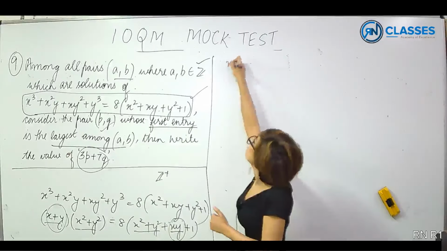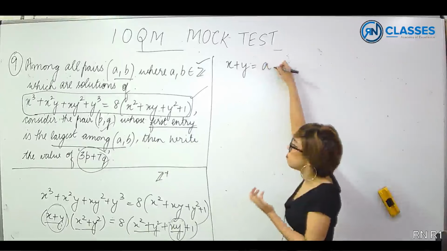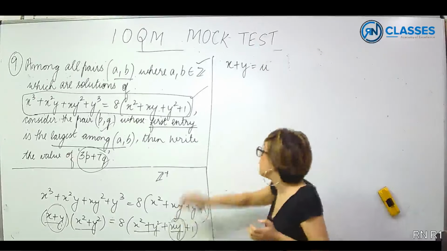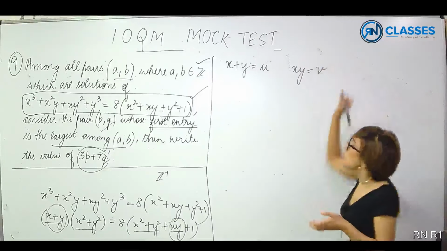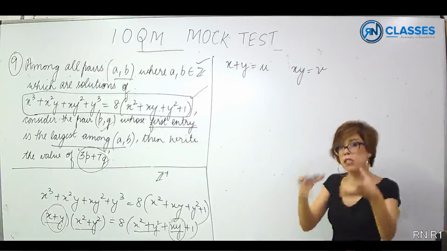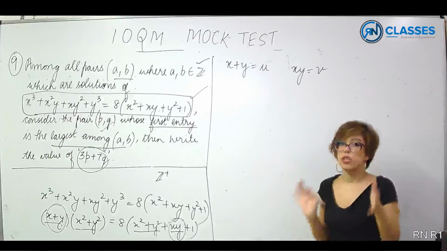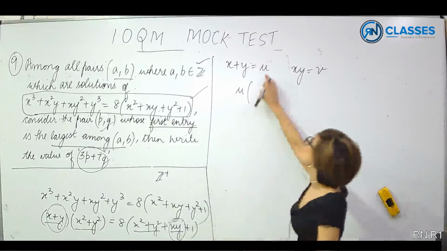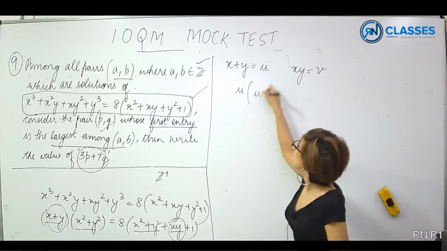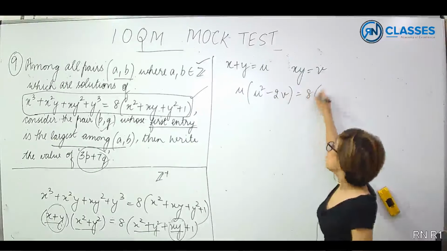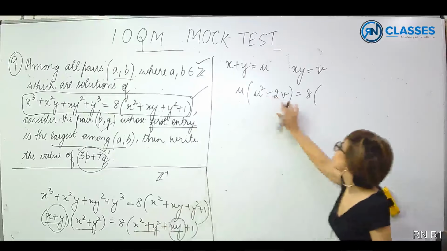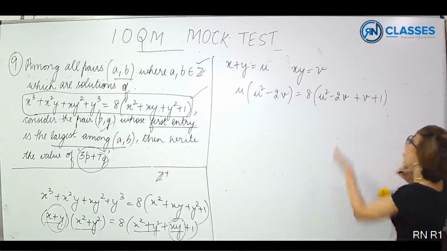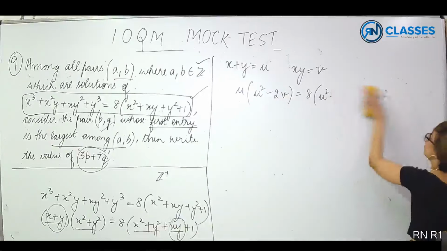Let me substitute x plus y as a, no, not a, because then I will get confused over here. Let me do that as u, and then xy as b. Since too many terms are getting involved, I selected the terms that are occurring and substituted them. So first thing becomes u into x squared plus y squared, that would be nothing but u squared minus 2b. U into (u squared minus 2b) is equal to 8 into, again x squared plus y squared, I can substitute as u squared minus 2b, plus b plus 1. Obviously this becomes minus b plus 1.